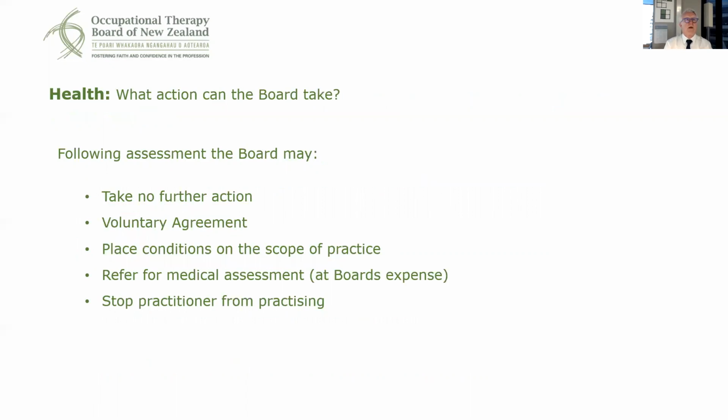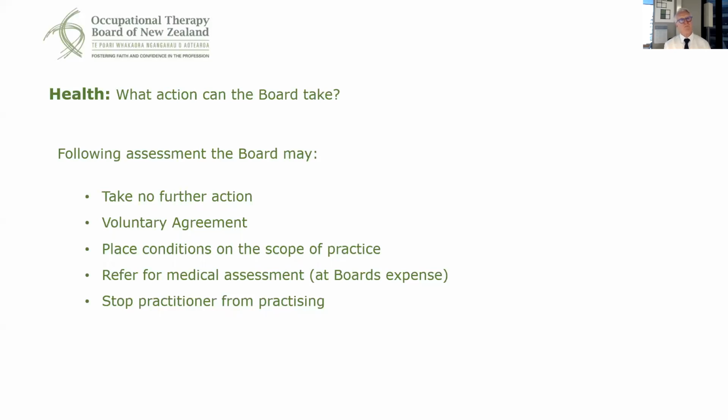So moving on. What action can the board take when it gets a notification and has considered it and done a full assessment of that notification around health issues? We can, of course, take no further action, and we often do that in relation to, for example, a new graduate who might be a diabetic. Obviously that's not going to affect practice. That person's had that condition for a long period of time. Somebody may have had a concussion injury during their undergraduate program. That might be all taken care of, and there are no problems. And again, we probably take no further action on that.